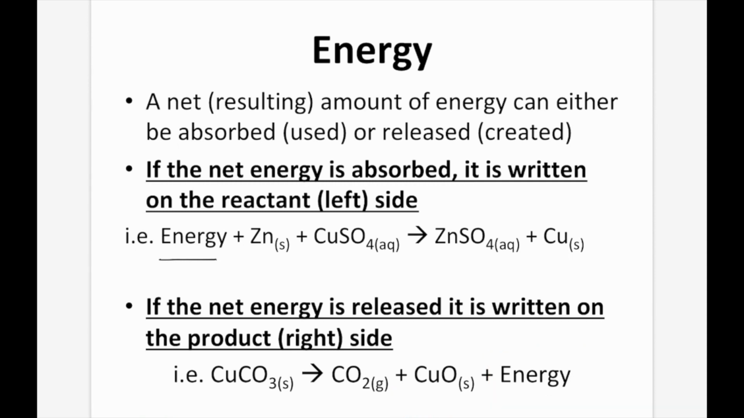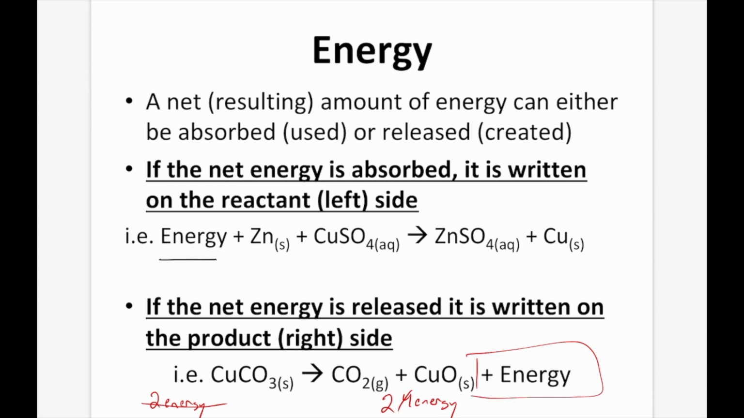Another way of looking at it could be if we, say, had 2 energy, just for simplicity's sake, and we produced 4 energy. Since there's more energy on the product side, it would just be like saying, okay, well, we had a net of 2 energy on the right and 0 energy on the left. And that's why we write energy on the right-hand side, because there's more energy produced than used.